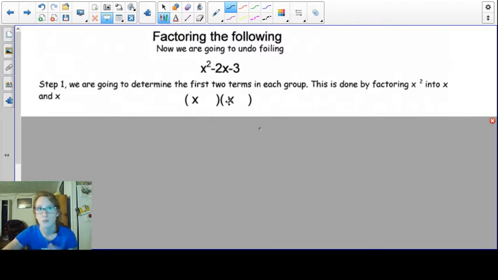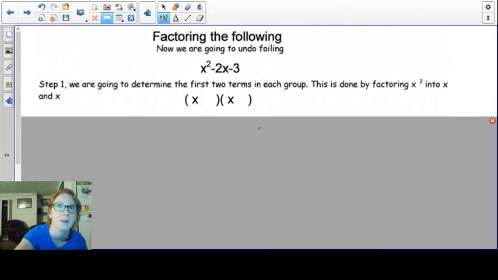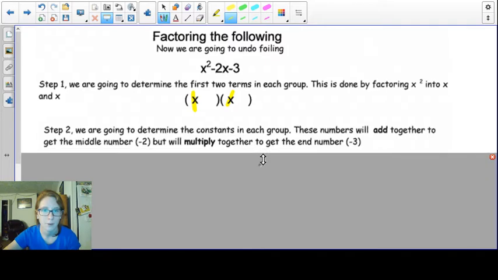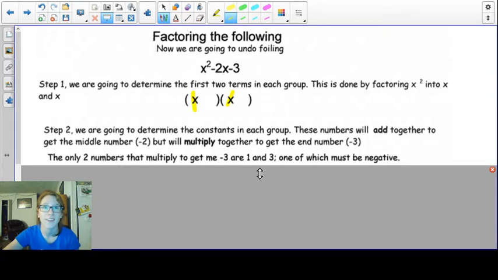So for the first part on all of the rest of the problems, you should start with 2 sets of parentheses. The first term, I'm going to highlight that. Give me my highlighter, please. The first term will be x and x. Next, we need to determine the other two numbers, so the -2 and the -3. These numbers will add to get the middle number, so in this case -2, and multiply to the end, -3.